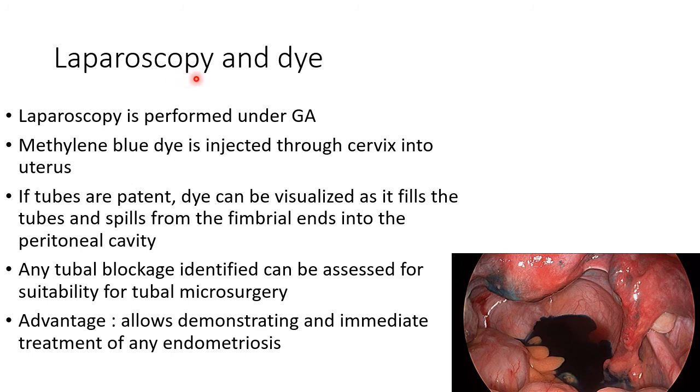Now let us see about laparoscopy and dye. In this case, laparoscopy is performed under general anesthesia. Then methylene blue dye is injected through the cervix into the uterus. If the fallopian tubes are patent, dye can be visualized as it fills the tubes and spills from the fimbrial end into the peritoneal cavity, as you can see in this picture.